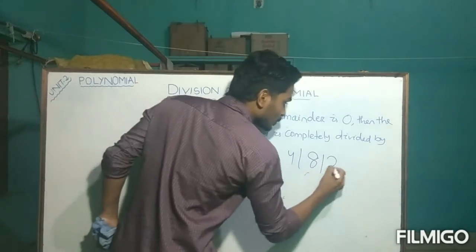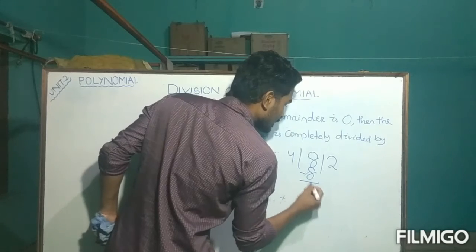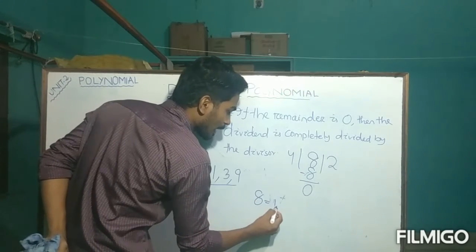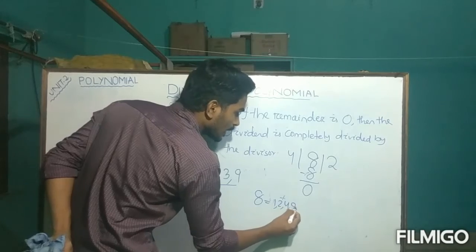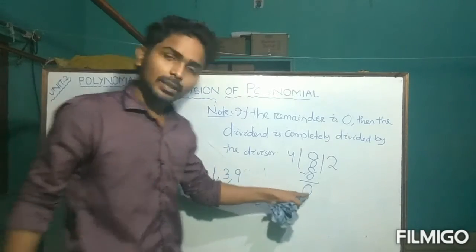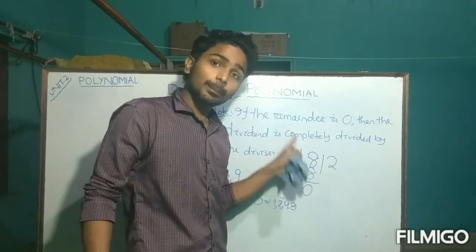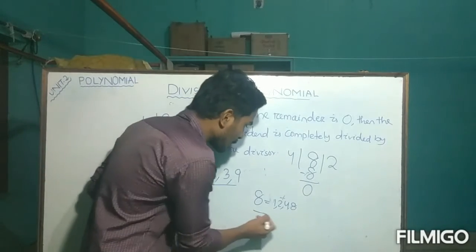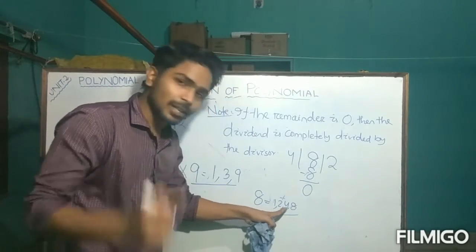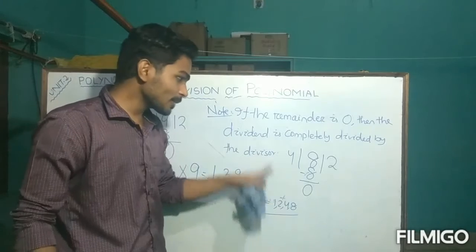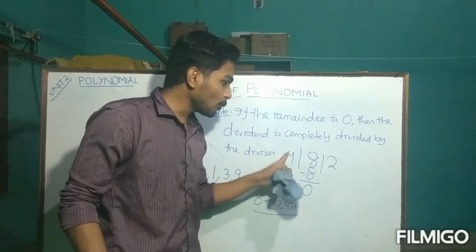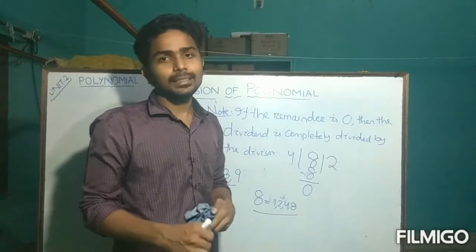One more example: suppose 8 divided by 4. We can say 4 twos are 8, so the remainder is 0, and the factors of 8 are 1, 2, 4, 8. Here the remainder is 0, which means 4 completely divides 8. Also see that the factors of 8 contain 4. That's why we can say that if the remainder is 0, then 4 is a factor of 8.